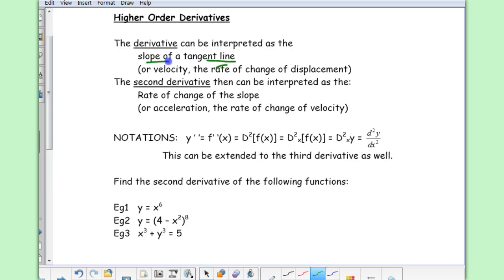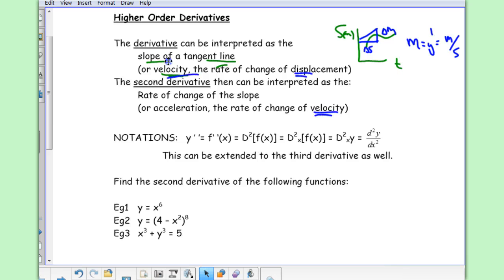So if you're dealing with a position versus time graph, then when you take the slope of position in meters versus time, that would be measured in change in y over change in x. So change in meters versus change in time in seconds. In that case, the slope, which is equal to y prime, would be equal to meters per second, or in that case, velocity.